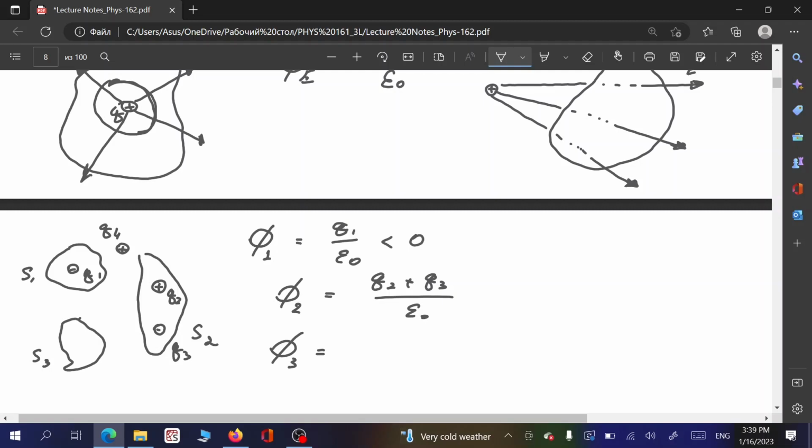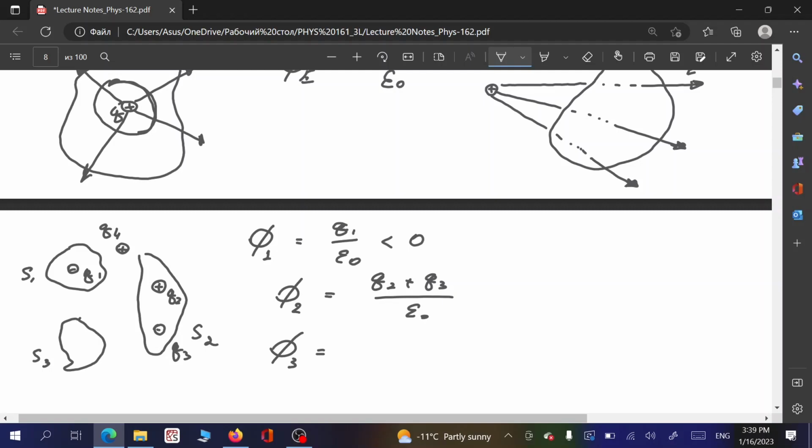Neither these charges which are enclosed in other surfaces, nor the charge which is somewhere outside, which is charge Q4, will create any net electric field flux through surface S3, since inside we don't have any charges. So that will be equal to 0.